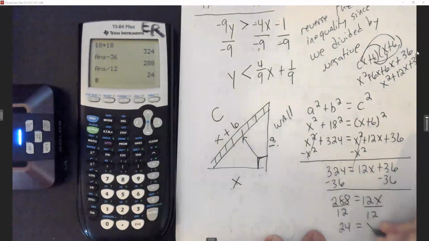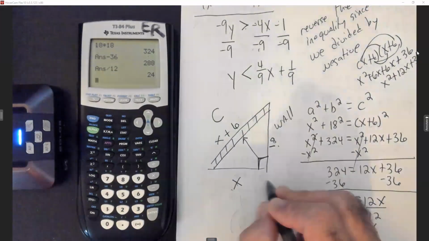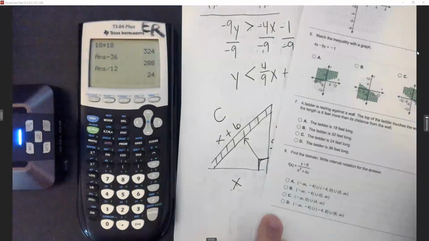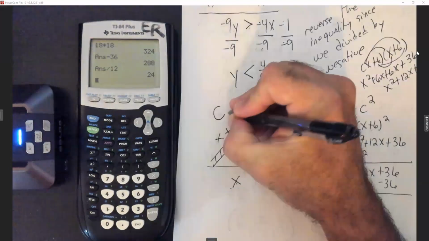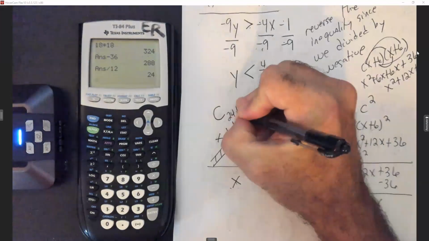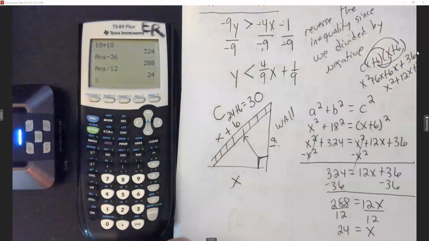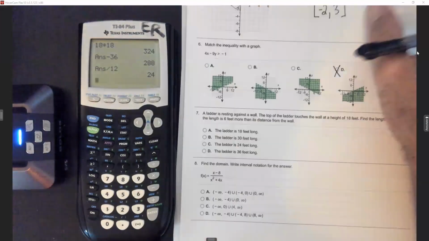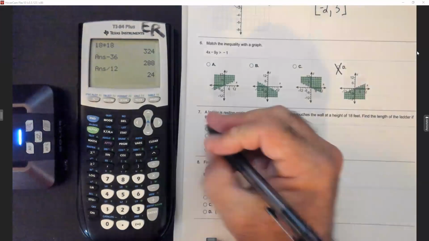But y'all be careful. This didn't want to know how far the ladder was from the wall. This question wanted to know, find the length of the ladder. Well, the ladder is at x plus 6. So the ladder is 24 plus 6, which will give me 30. What kills a lot of people is they stop at the 24 and they don't go back and add 6 to it. And they'll have 24 for an answer, but that's wrong. We need 30 feet, okay?